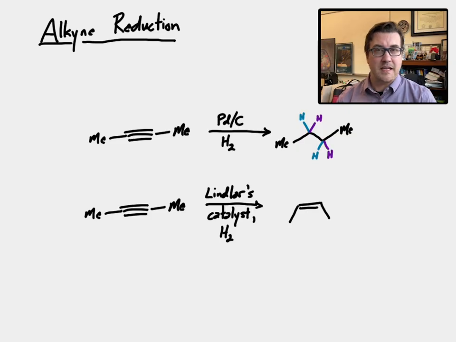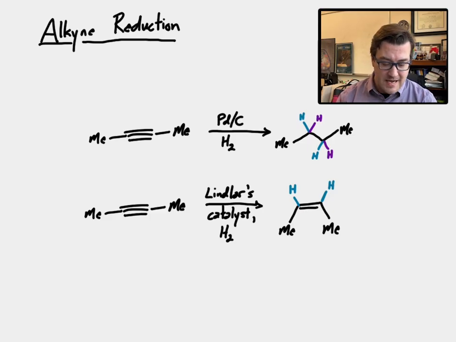And this is a palladium-based catalyst, and we'll look at the structure in a moment. The thing to note is that when you start with an alkyne, you end up with an alkene that is Z, or cis. That is, the hydrogen gas has been added to the same side of this alkyne, just in the same way that it was added to the same side of the alkene.